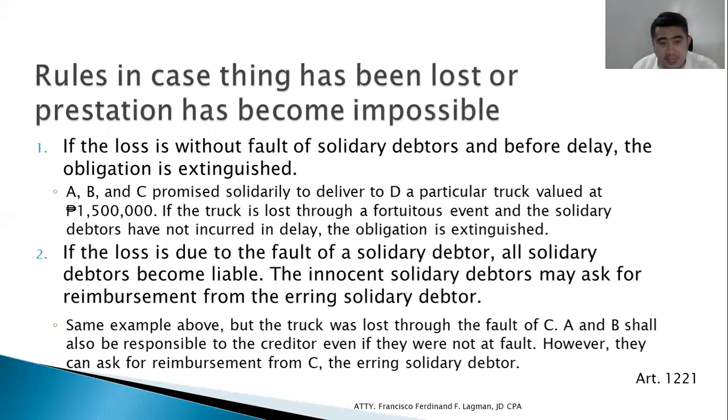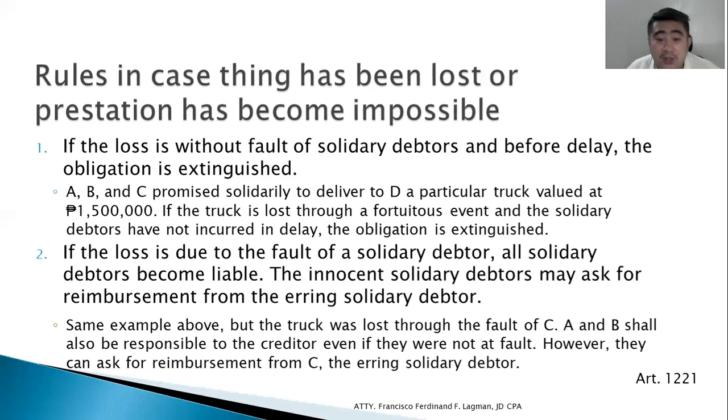Example, A, B, and C promised solidarily to deliver to D a particular truck valued at 1.5 million pesos. If the truck is lost through a fortuitous event and the solidary debtors have not incurred in delay, the obligation is extinguished. Again, class, no? Loss of the thing due, tapos specific object, the obligation is extinguished. If the loss is due to the fault of a solidary debtor, all solidary debtors become liable. The innocent solidary debtors may ask for reimbursement from the erring solidary debtor. Same example above with the truck.